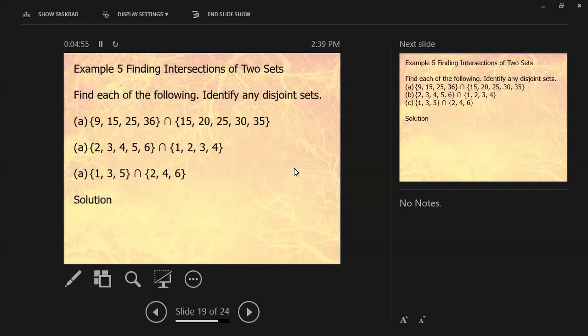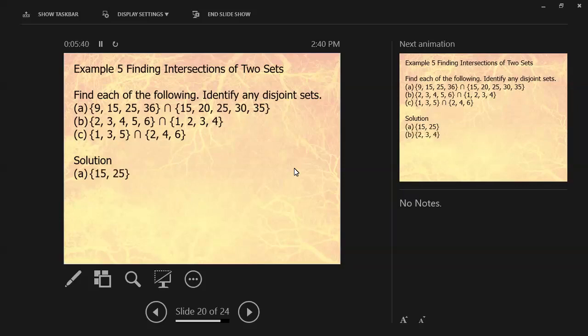Okay. Find each of the following. Identify any disjoint sets. Alrighty. Problem A. So, intersection, right? Is 9 in both? No, it's not. 15? Yeah, 15's in both, so we can put 15 here. What about 20? 20 is not. What about 25? Yeah, 25 is. We can put 25 down. What about 36? No. 30? 35? No. Just 15 and 25, right?